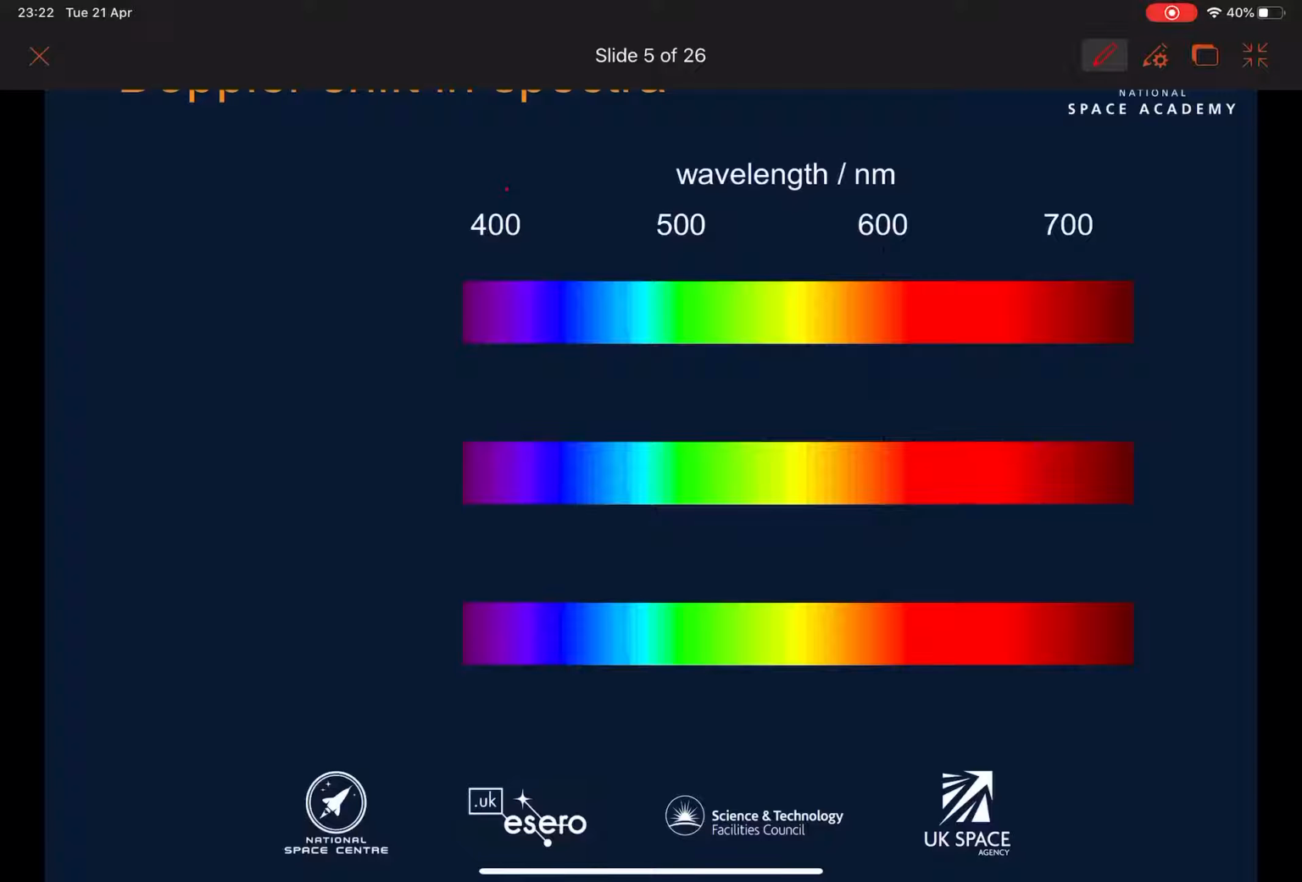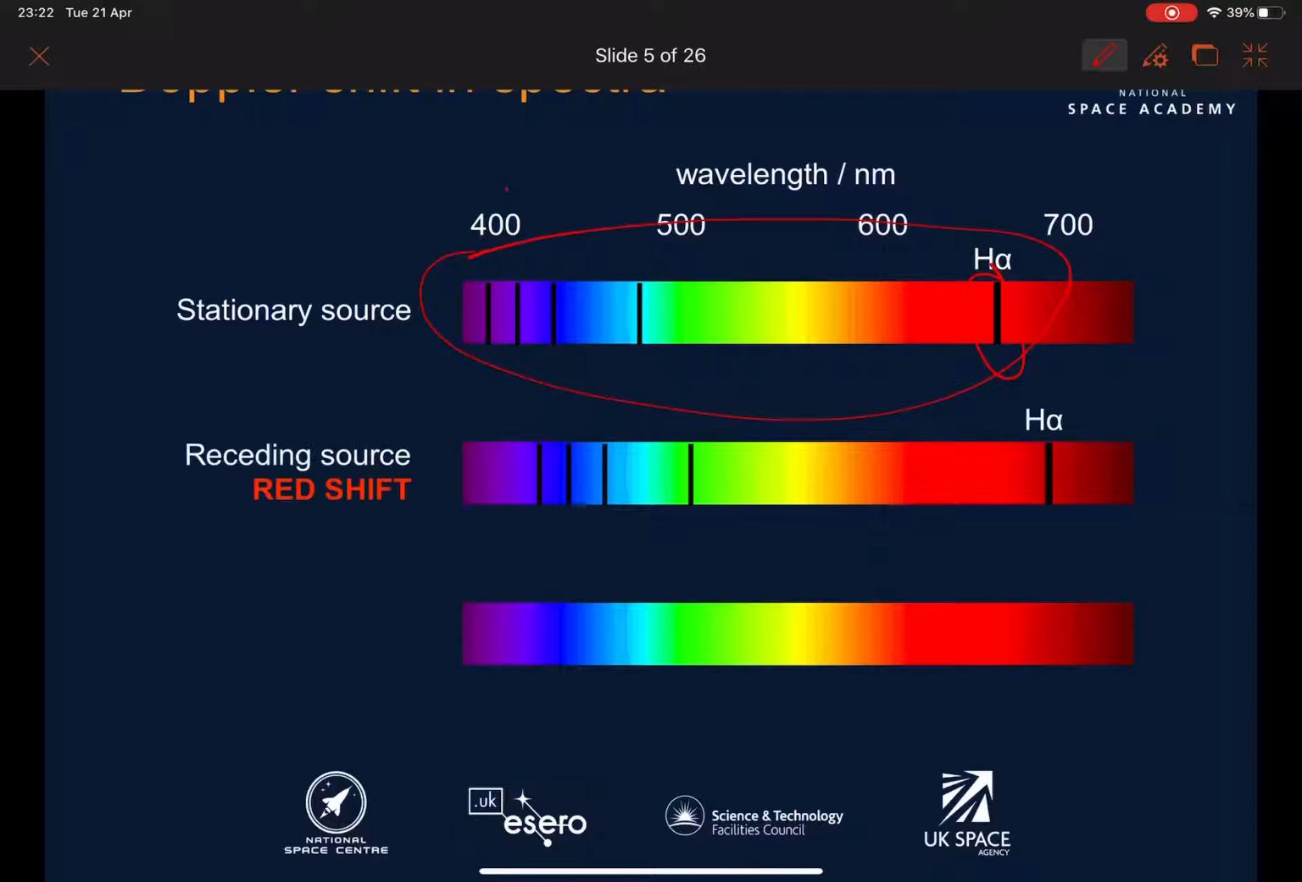So, just a little bit more about this. Here is something stationary. The lines are where they should be. This line here is called the hydrogen alpha line. It's just one of the lines that we look for. Don't worry too much about the name of it, but it's part of this series of hydrogen lines here. So this one on the right is the hydrogen alpha. If a star were not moving, which of course is not the case with any of them, other than our sun relative to us, then it is where it is at the top.